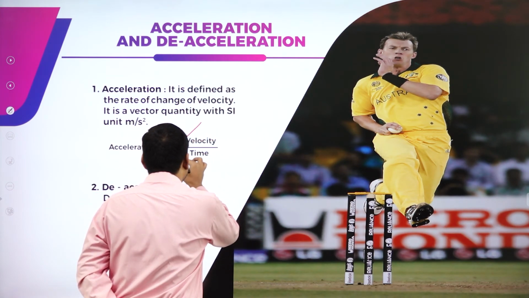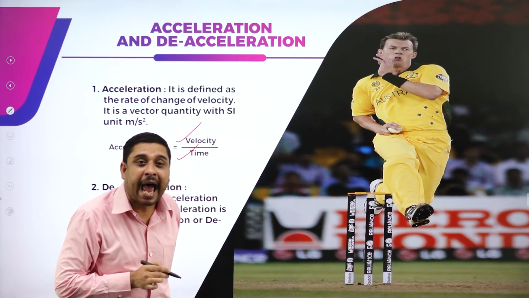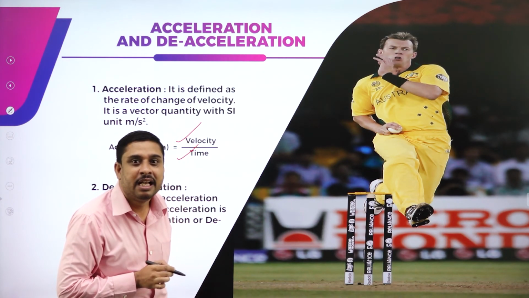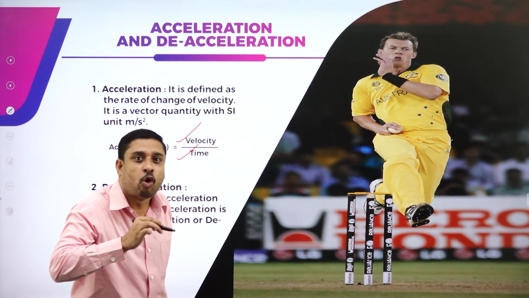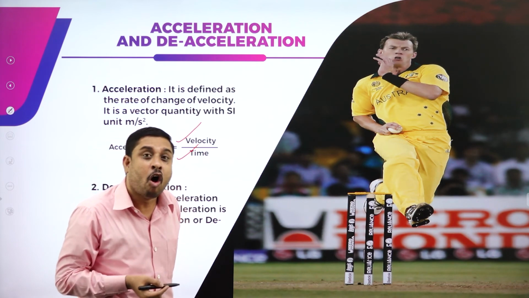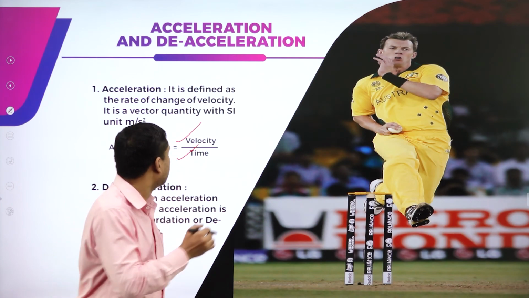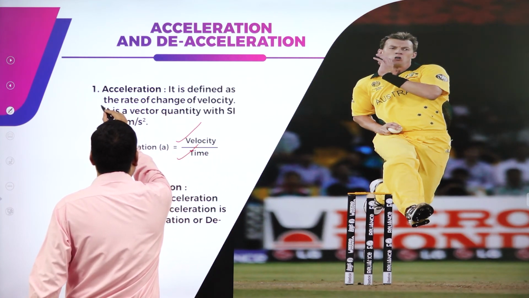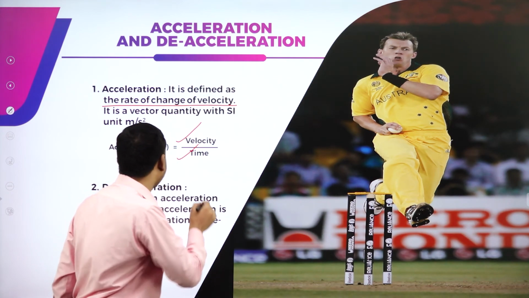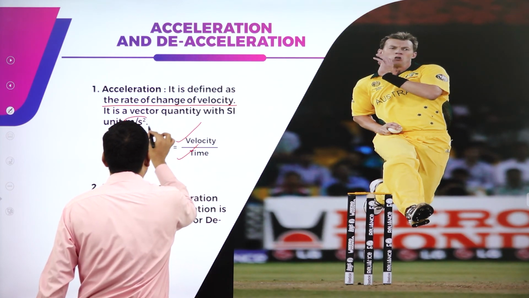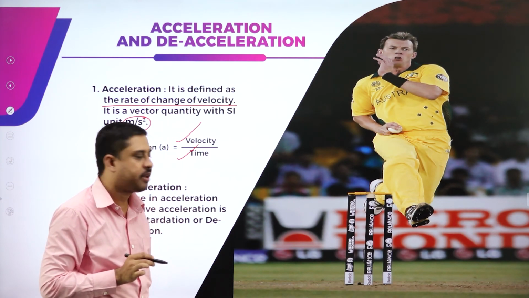So change in velocity divided by time is called acceleration. It is the rate at which velocity goes on increasing or decreasing with respect to time. So we say it is the rate of change of velocity. And its SI unit is meter per second square.